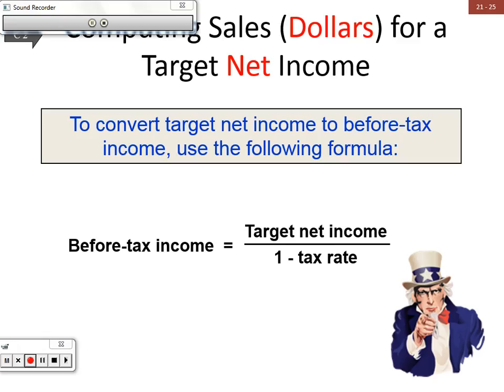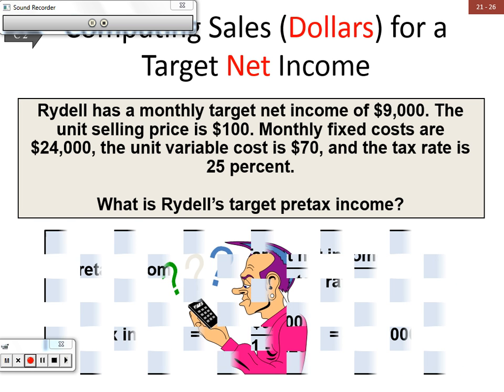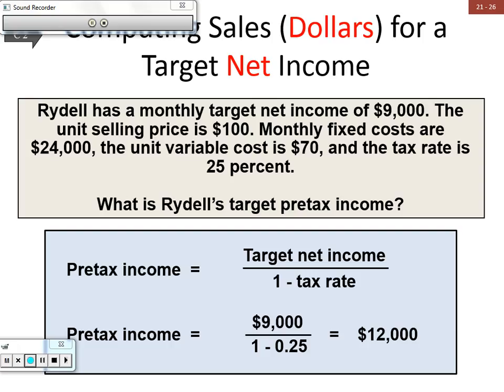Before-tax income is when you're converting your target net income. So target net income divided by one minus the tax rate. And you'll always be given the tax rate. This is an example. They have a monthly target net income of 9,000, unit selling price $100, fixed cost 24,000, variable cost per unit $70, and a tax rate of 25%. Some of that information we don't even need. All we need is the target net income of 9,000, and we divide that by 1 minus 0.25, which gives us 12,000. That's our target pre-tax income.